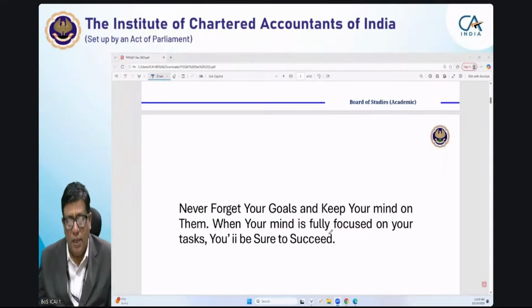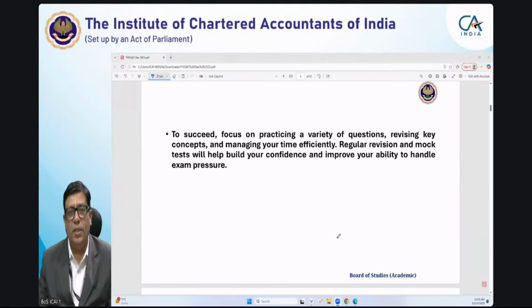Further, to succeed, focus on practice in these subjects, especially in the Chartered Accountancy course. Focus on practicing a variety of questions, revising key concepts, and managing your time efficiently. Regular revision and mock tests will help build your confidence and improve your ability to handle exam pressure. This is the importance that we want to guide you on.